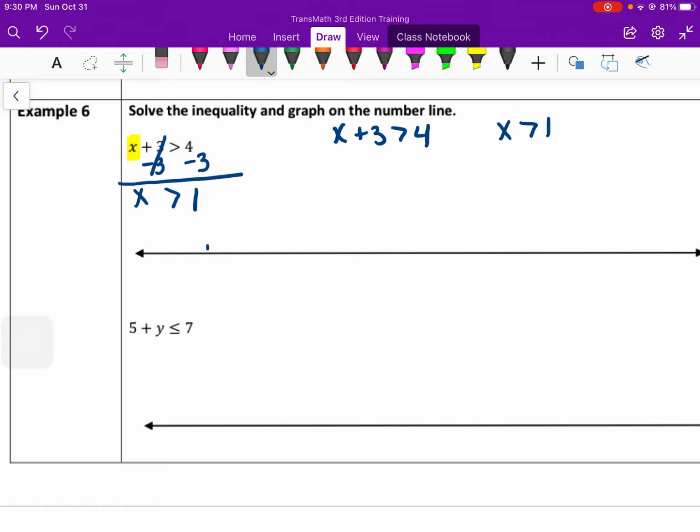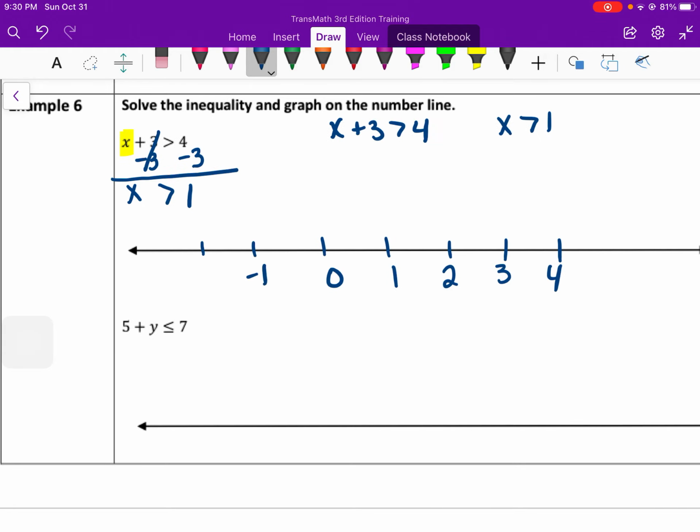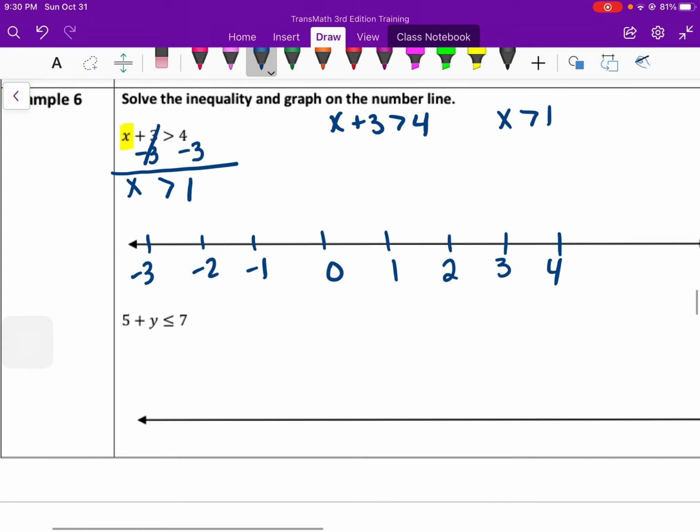Let's graph that on a number line. When I graph this on a number line, I like to put my answer in the middle. And then I'm going to put a couple to the right, so 1, 2, 3, 4, and a couple to the left, like 0, then -1, -2, -3, for example. x is greater than 1 means I'm going to have an open circle at 1, and all my answers are going to be the values for x that are bigger than 1, so to the right.